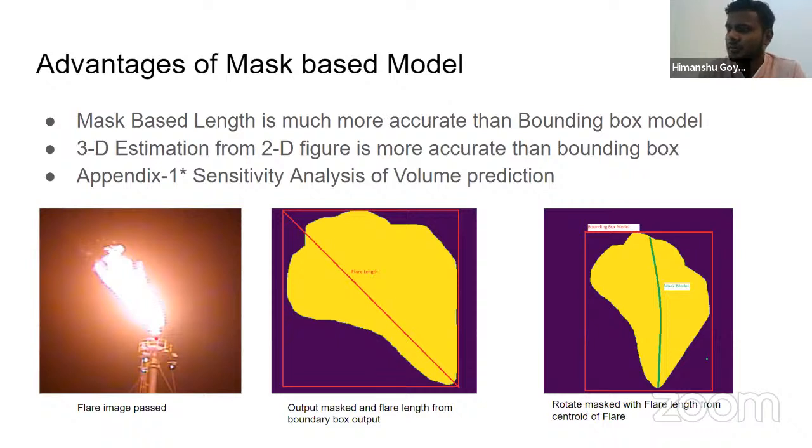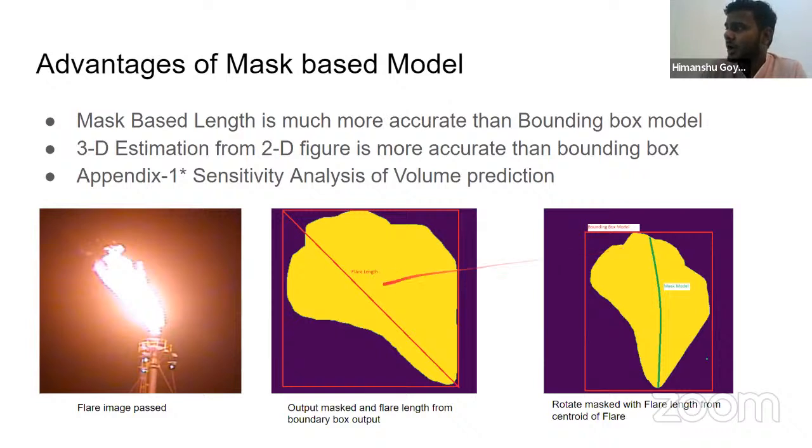requires as an input the curvature length of the fire. This is a simple case where the fire is relatively vertical, but there could be a case where the fire is bent like this, nearly horizontal, when the wind is blowing faster than the velocity the air is coming out. So a mask model is particularly helpful in that case. When we have a mask, we can travel around the centroid of the mask and calculate exactly the curvature length of the fire, and that would be helpful as an input for our further physics-based model.